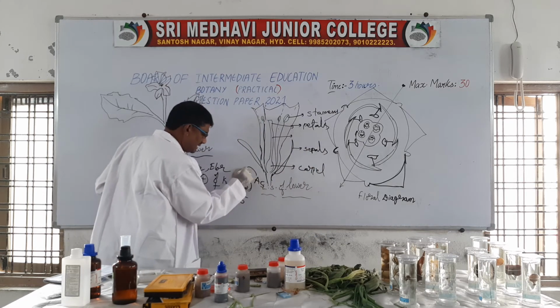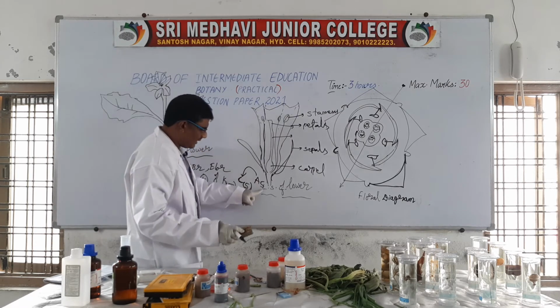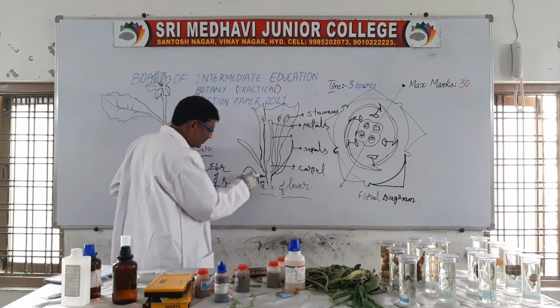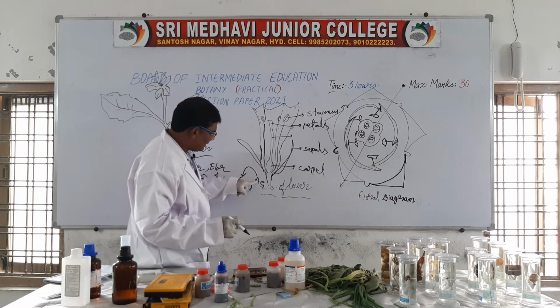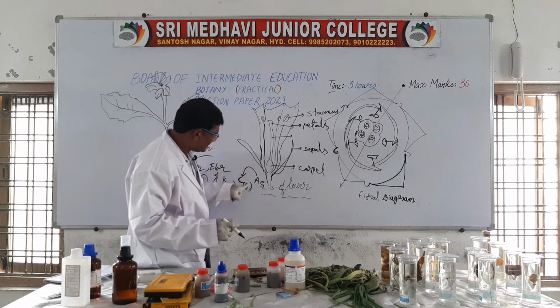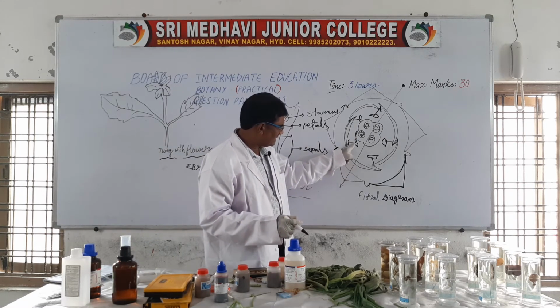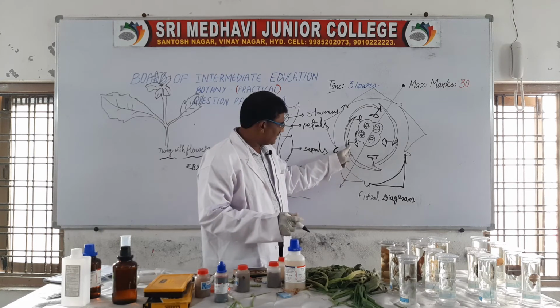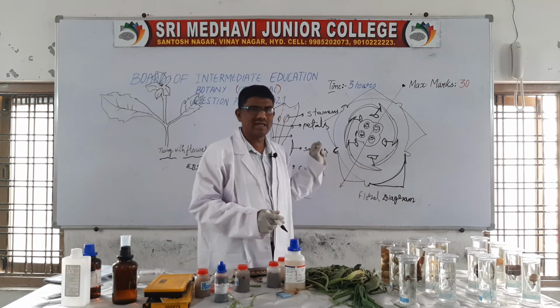When we write this, the formula is also very important. The formula means the 5 stamens are free, and they are united with the petals. This arrow mark means the stamens are united with the petals. This is the stamen, and this is the petal. This is called the epipetalous condition.